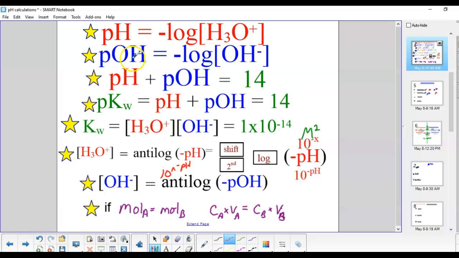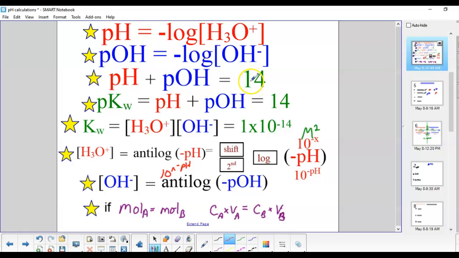And the way logs work is that when you take the log of something like this equation, you add those exponents together. So if you take the negative log of this, pKw becomes 14, because it's the negative of the exponent, which is 14, and it's going to be pH plus pOH. So pH plus pOH equals 14.